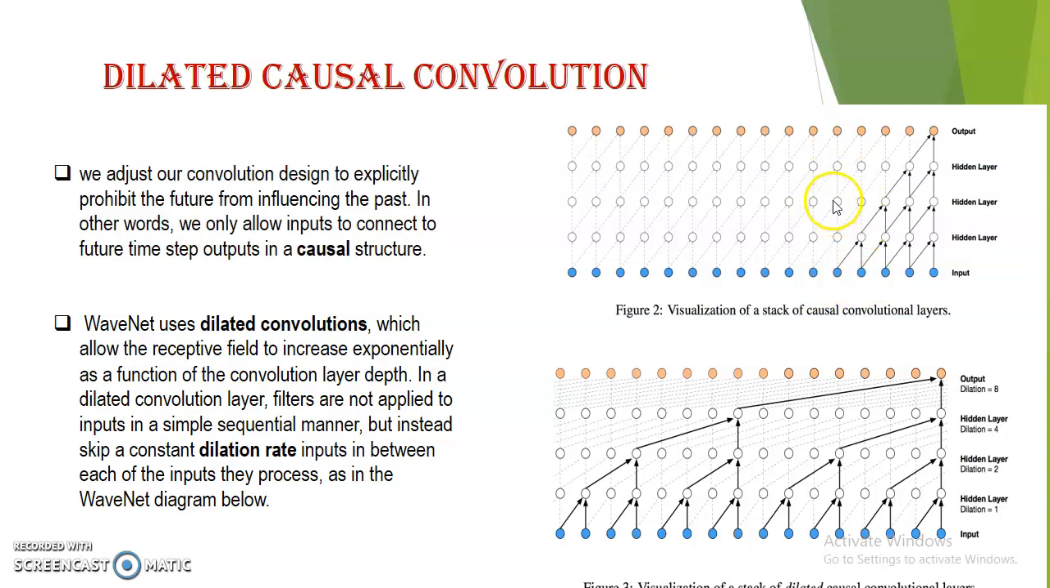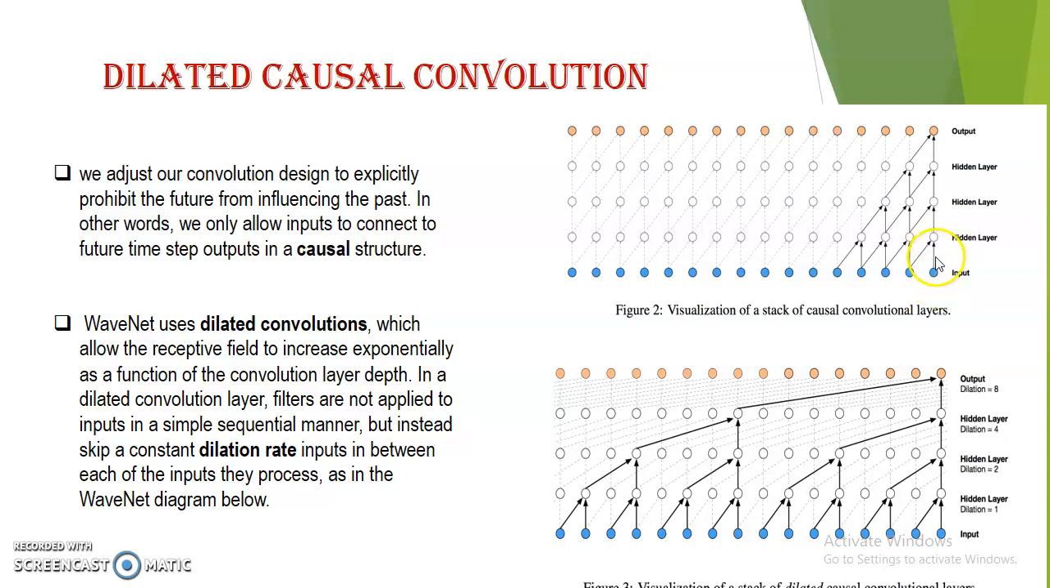So if we are here, t plus 1 or t plus 2 will not affect the present time or past input. Considering all of it, our future time step outputs will not affect our present or past output. Now coming to the second part, the dilated convolution. In this way, in the causal convolution layer, we are able to handle the issue where the future is affecting our current or past output.